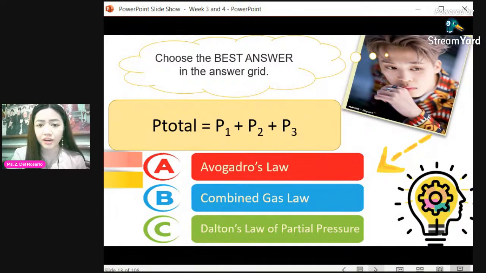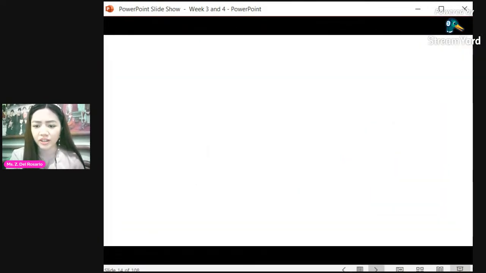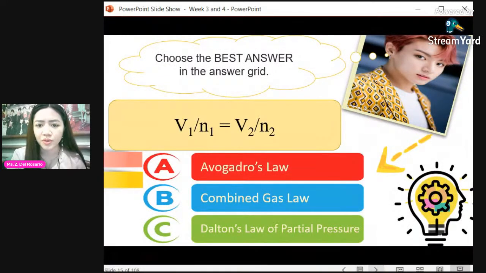If the formula is P sub total is equal to P sub 1 plus P sub 2 plus P sub 3, what would that probably be? Is that A, Avogadro's law, B, combined gas law, or C, Dalton's law of partial pressure? Alright, I'm looking at my other screen and you got it correctly. Indeed, it is letter C, Dalton's law of partial pressures. Moving on to our next one.